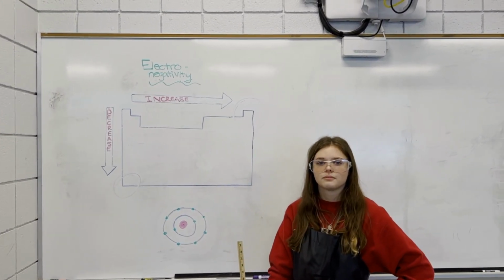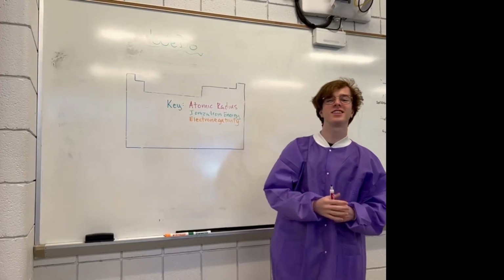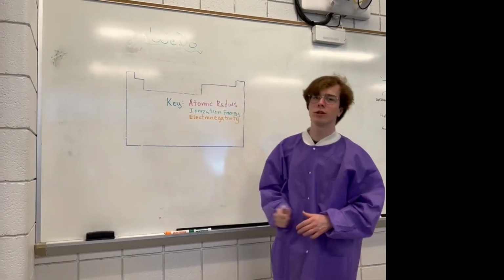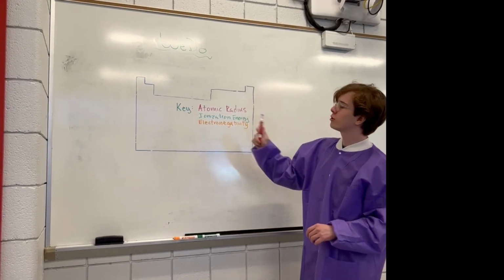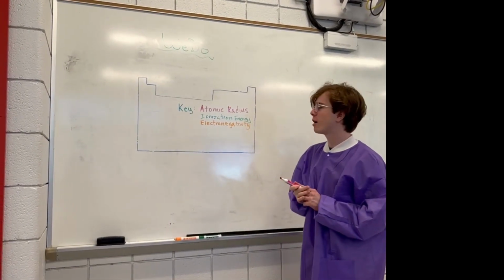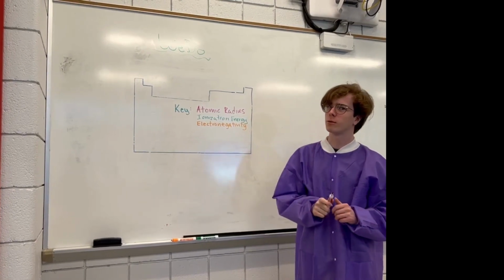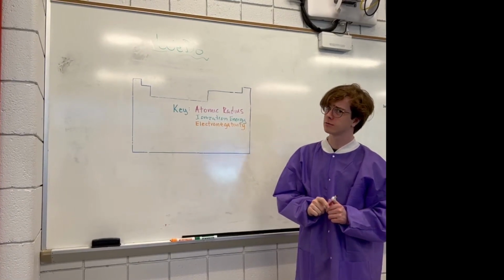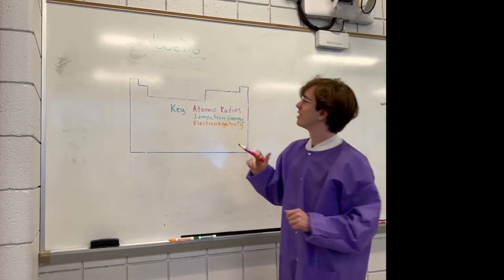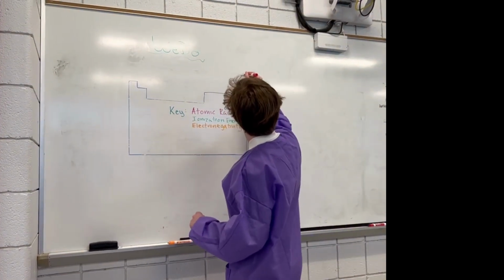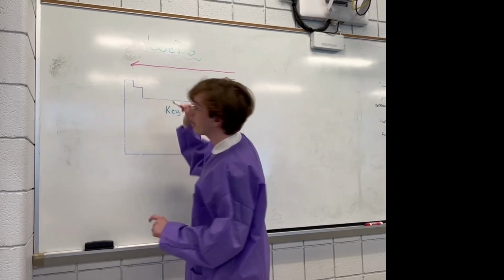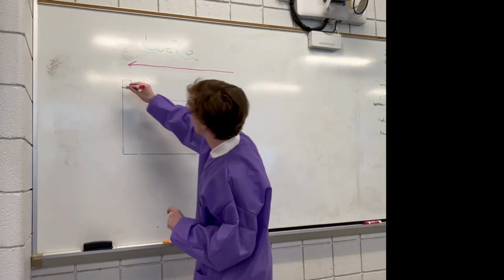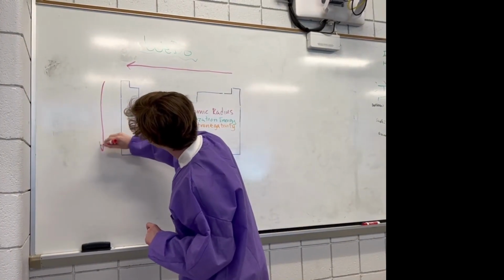Hey guys, it's El Jefe. This is our We Do section. Make sure you follow along on your own sheets. First, we're going to be talking about the trends for atomic radius. Now, you all remember which way this goes, right? That's right. Atomic radius increases backwards across the period. And it increases down a group. You remember this.